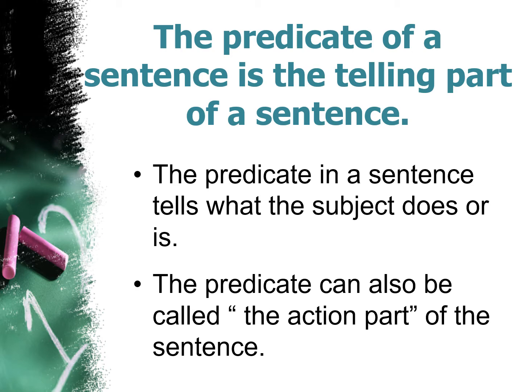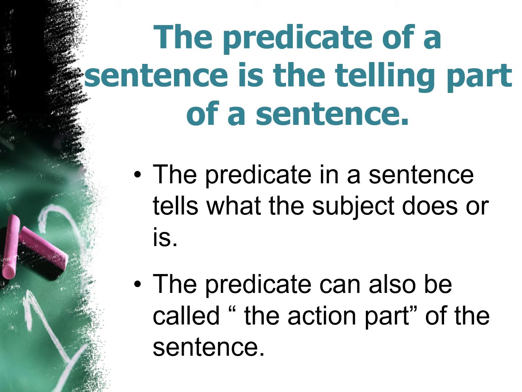The predicate of a sentence is the telling part of a sentence. The predicate in a sentence tells what the subject does or is. The predicate can also be called the action part of the sentence. Predicates point toward the subject of the sentence too. It sounds like a role of a verb. After all, verbs indicate what the subject is doing or being.